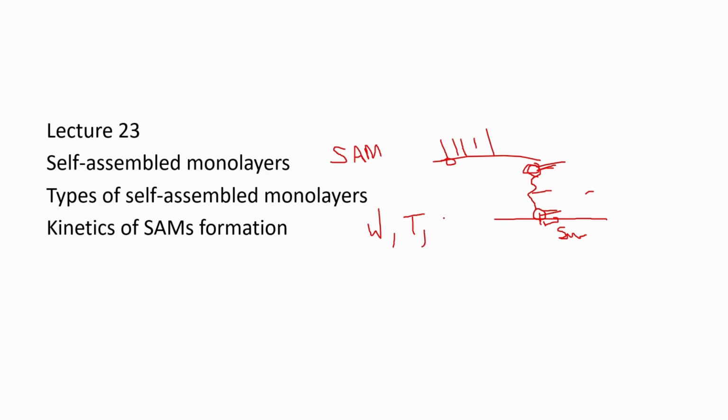So we want the water, temperature, concentration, reaction time, everything to be appropriate, and any changes in these parameters will lead to a change in the interaction or bonding of these molecules over the surface, and won't give us the desired coating over the surface. And then the kinetics of attachment was discussed.